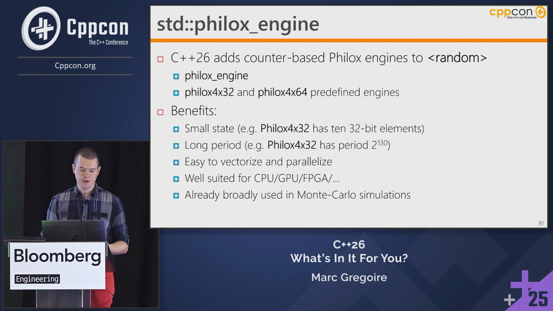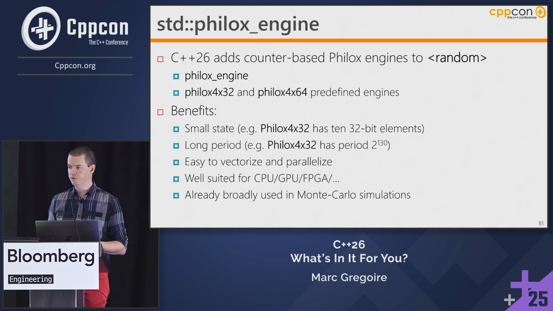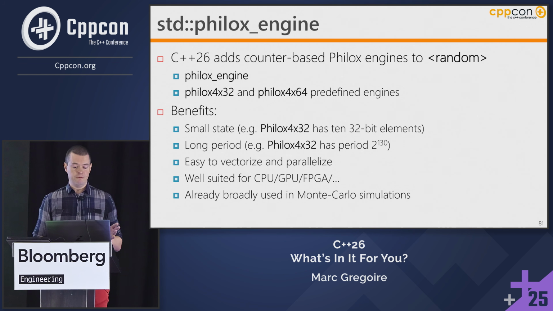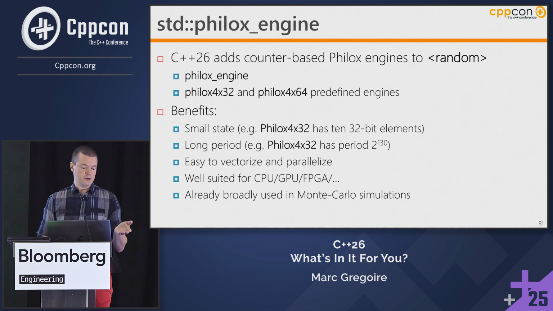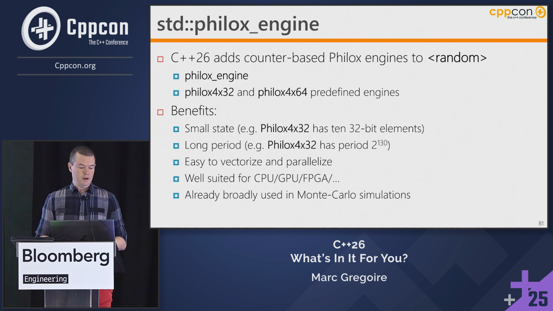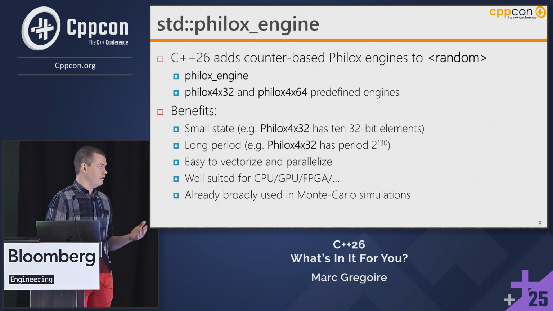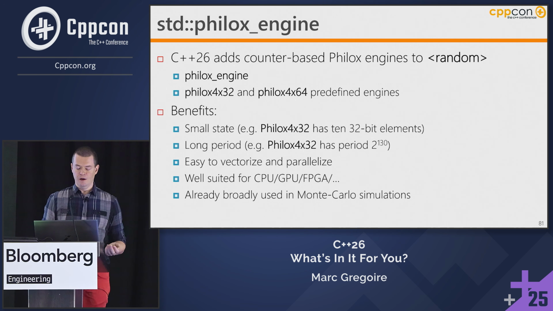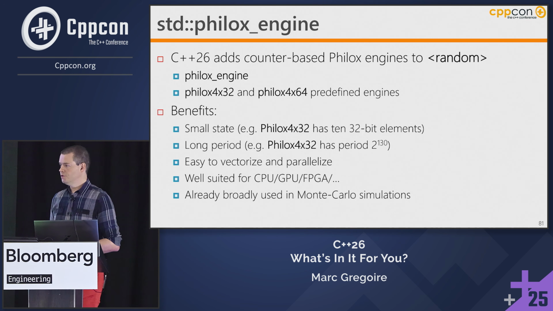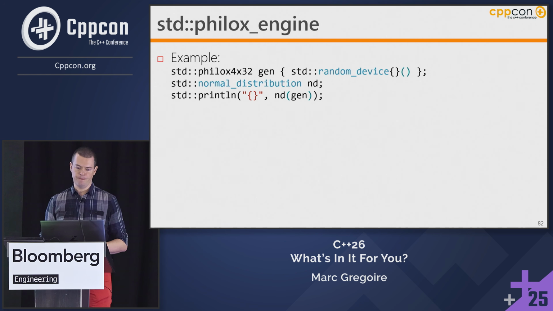What are the benefits? They have a very small state, so the Philox 4x32 has only 10 32-bit elements. They have a very long period. Philox 32 has a period of 2 to the 130. They're easy to vectorize and parallelize, so well suited for CPUs, GPUs, FPGAs, and whatnot. And they are already very broadly used in research for Monte Carlo simulations.